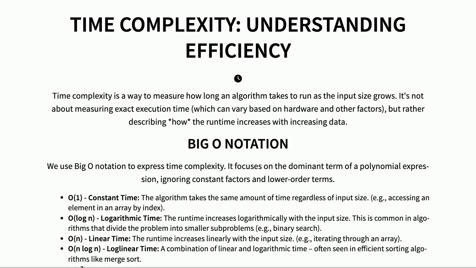Let's talk about time complexity. Basically, it's a way to describe how quickly an algorithm runs. It doesn't tell you the exact time, but instead how the runtime grows as you give it more and more information. We use something called Big O notation. Think of it like shorthand for describing efficiency. It helps us understand that some algorithms are much faster than others when dealing with large datasets.